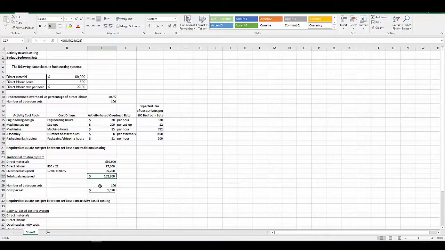When you look at this divided out over the number of bedroom sets you make, it's 132,800 divided by 100, which means it's costing $1,328 to make one bedroom set. So that concludes the demonstration on the traditional costing for overhead.